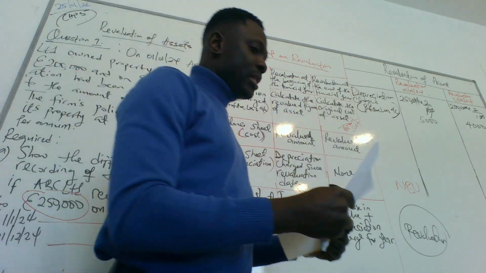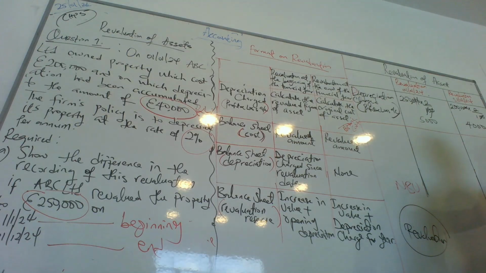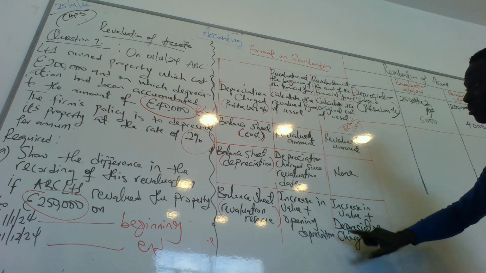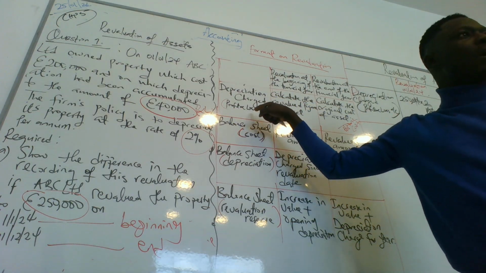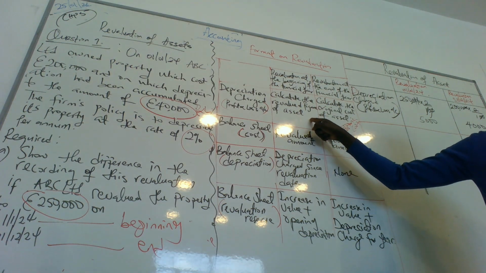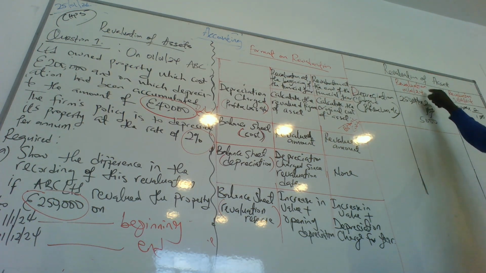So we have our depreciation value for the first one. We are preparing the revaluation of asset account. In preparing it, the first one is the depreciation charge, which is in our profit and loss account. You calculate the revalued figure at the beginning of the year, the historic figure at the end of the year. Any question up to now?